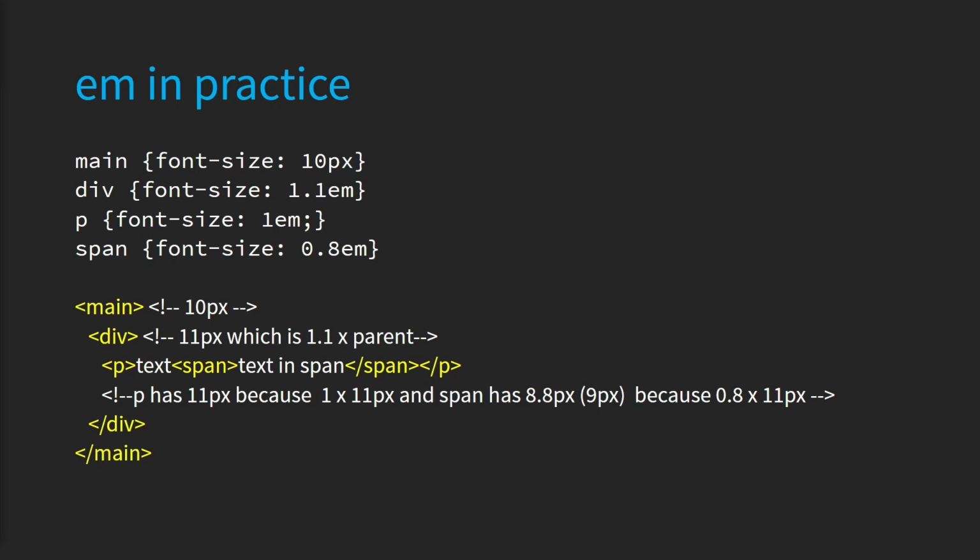Our main tag is set to 10 pixels. Then we have a div tag inside it, which is set to 1.1em, which will be 1.1 times 10 pixels of its parent element, which equals 11 pixels. Inside that div tag, we have a P tag, whose font size is set to 1em, which is exactly the same value as its parent element, the div tag. So it would be 11 pixels as well. And inside our P tag, we have a span tag, whose font size is specified as 0.8em. So it would be 0.8 times 11 pixels of its parent element, which equals 8.8 pixels, which would be rounded by the browser to 9 pixels.